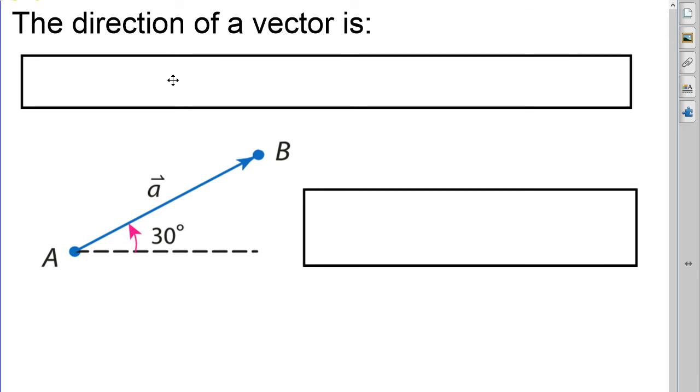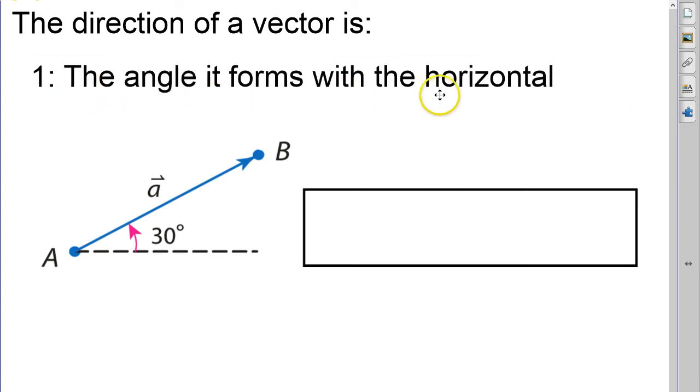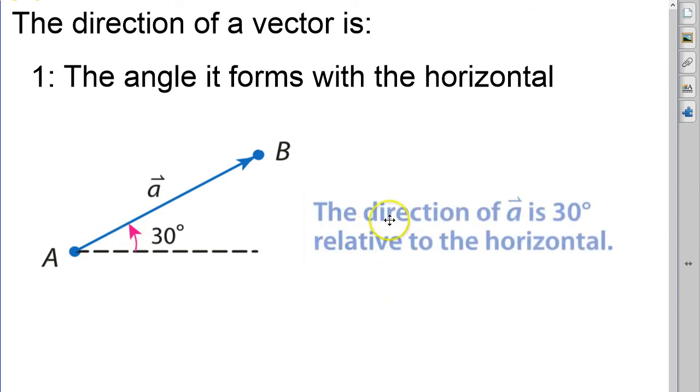The direction of a vector is the angle it forms with the horizontal. So this is the first way to describe it: to call it the angle from the horizontal. In this case here, it's a 30-degree angle from the horizontal. So the direction of vector A is 30 degrees relative to the horizontal, like a 30-degree angle of elevation, so to speak.